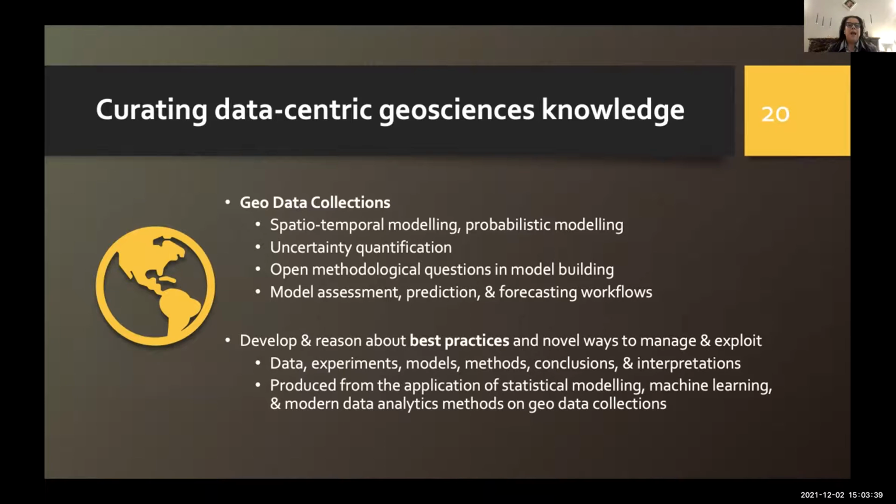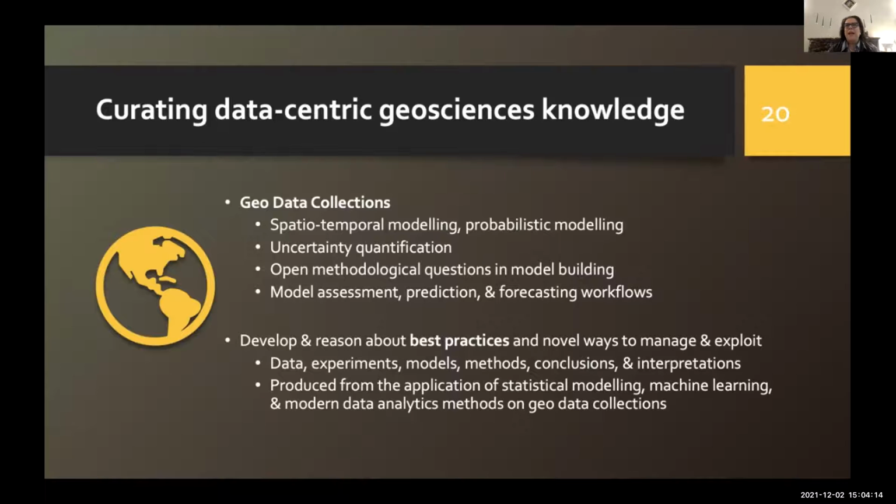Well, geodata collections have specific characteristics that are important to consider. For example, as we have seen, you have a lot of spatiotemporal modeling data, probabilistic modeling, and this is something that is not very commonly curated. So one of the challenges addressing this specific domain is to figure out what is the right way to deal with this type of data collections.